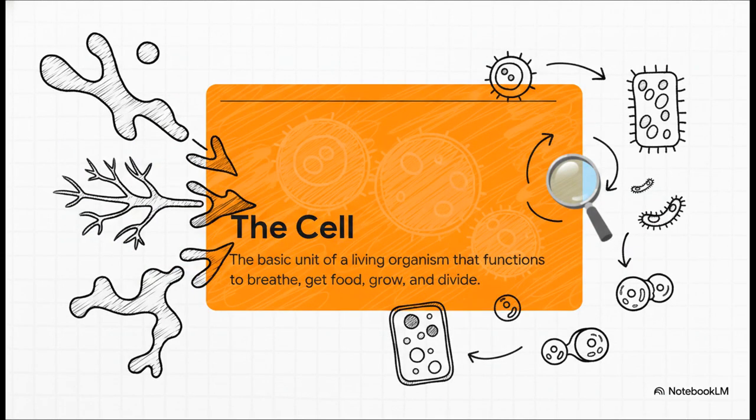When those molecules team up, we step up to the cellular level. The cell is the absolute basic unit of any living organism. Literally, all living things are made of cells. And a cell's main jobs? Well, it needs to breathe, get food, grow, and divide. Think of a nerve cell in your brain, a leaf cell on a plant, or even just a single bacterium. They're basically these tiny biological engines that power everything else.